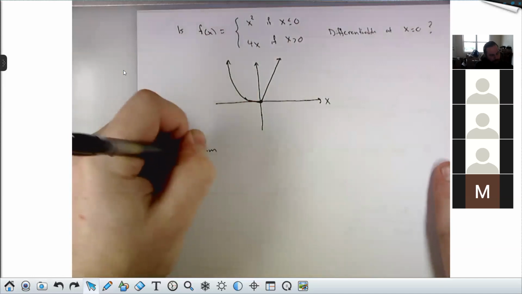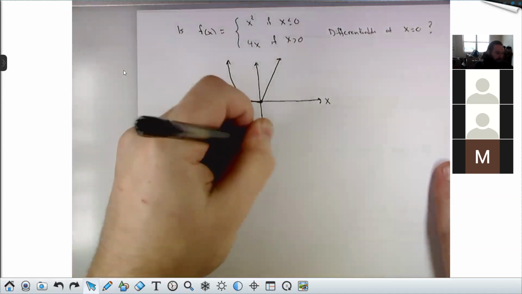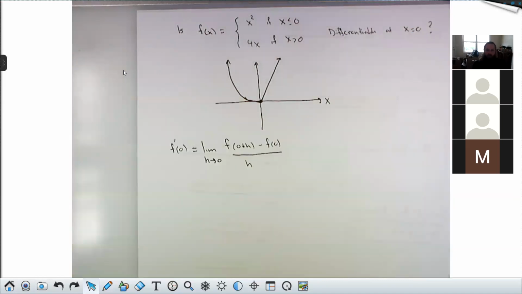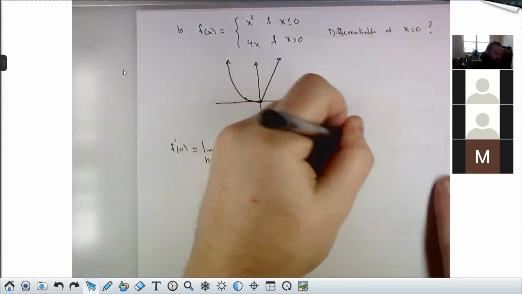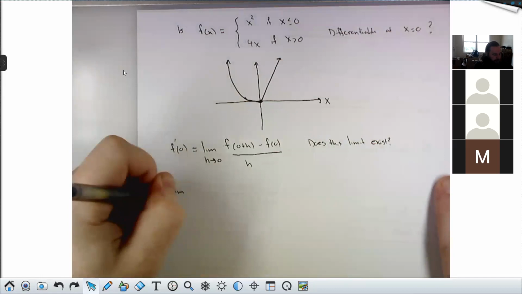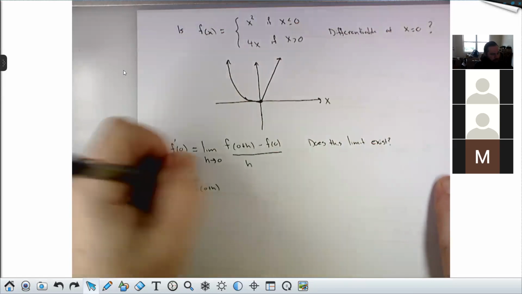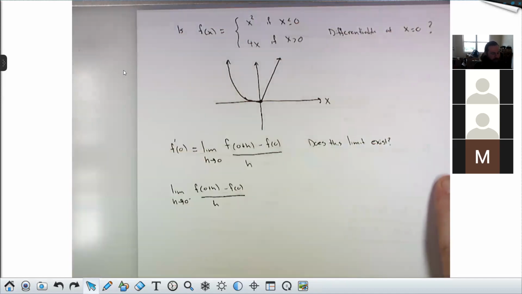So f prime of 0 would be the limit as h goes to 0 of f of 0 plus h minus f of 0, all over h. This is just like that last problem we were doing. But then you have to look at the left and right limits separately, because we want to know, does this exist? So we look at the limit as h goes to 0 from the left of f of 0 plus h minus f of 0 over h, and we'll look at that separately from the limit as h goes to 0 from the right.